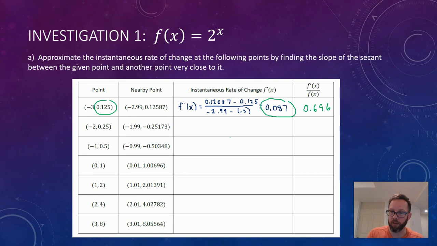So those are the 2 things you'll be doing for all 6 points. Calculate the instantaneous rate of change, or a very close approximation, by finding the slope of the secant between these 2 points that are very close together. And then we're investigating the ratio of the derivative value and the y value of the original point. I'm going to leave the final 6 to you. If you want to pause the video, do those 6, and come back when you're ready.